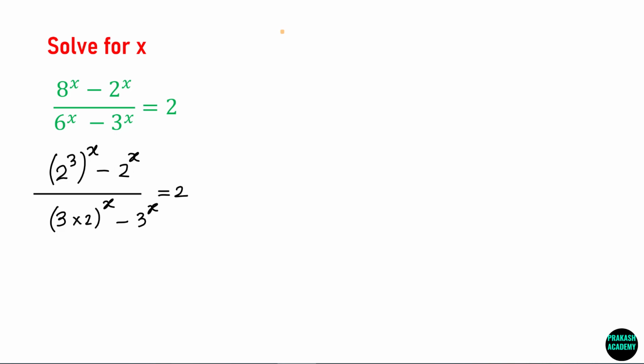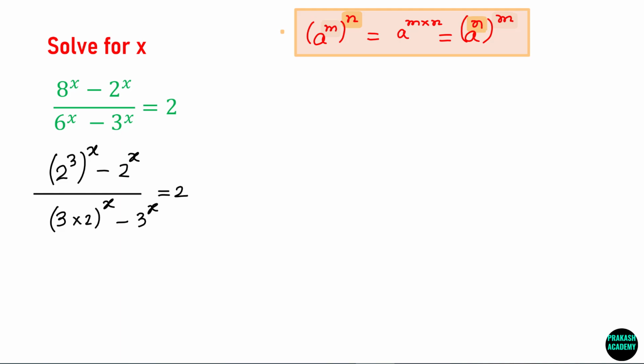Now if I use the rules of power, that is if you have a raised to the power m raised to the power n, this can be written as a raised to the power m times n, which can further be written as a raised to the power n and raised to the power whole m. So basically the exponent interchanges. Here you have m inside the bracket, but here you have m outside the bracket. Similarly, n is outside of the bracket here, but inside the bracket there. So this means I can interchange the position of exponent.